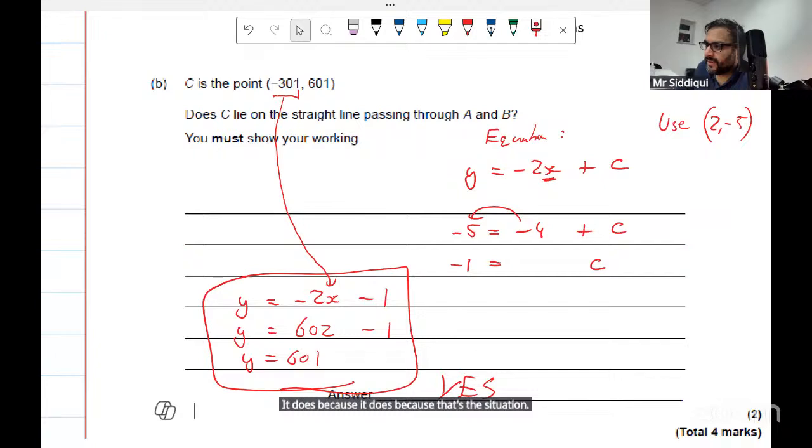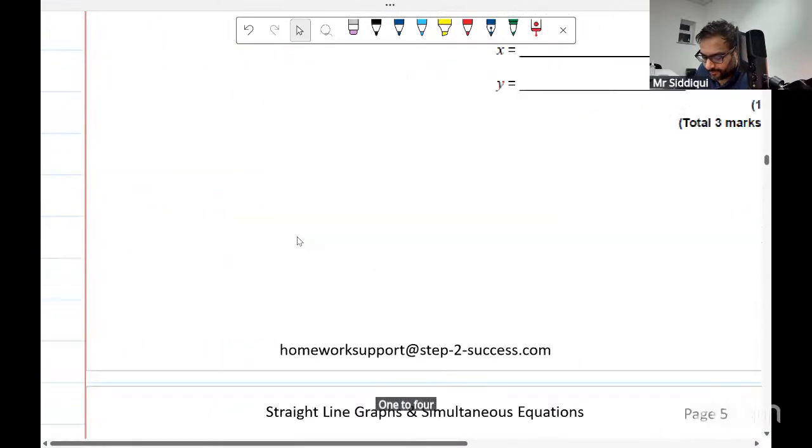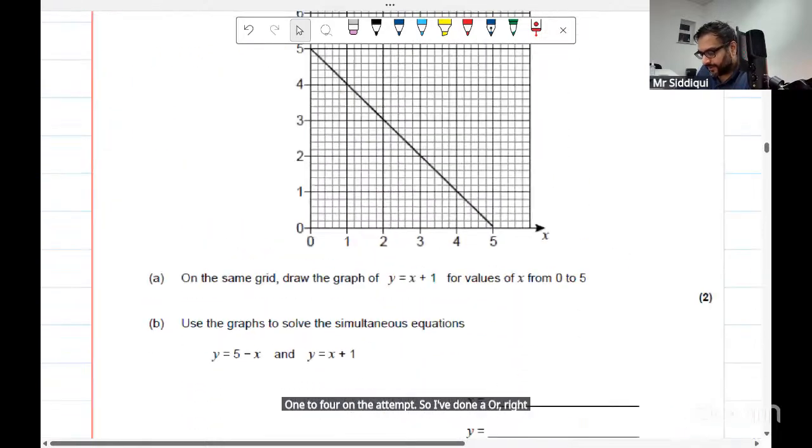So I've done 4 and 5, done 3, 1 to 4 on the attempt. So I've done 4. Right, I'll just do the first 3 questions as well, just reasonably quickly.